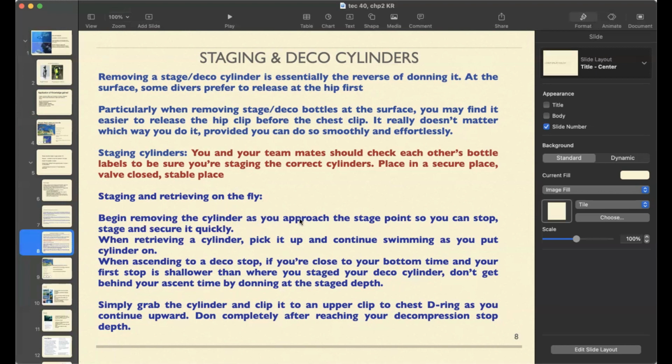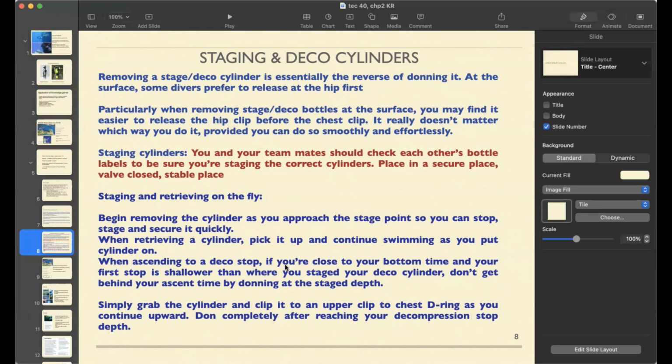Begin removing the cylinder as you approach the stage point, so you can stop and stage and secure it quickly. When you take the tank, no need to wait. Just put it to the clip, then put it onto the hip ring and start using it. As you move, you keep on using the tank. When retrieving a cylinder, pick it up and continue to swim as you put the cylinders on.